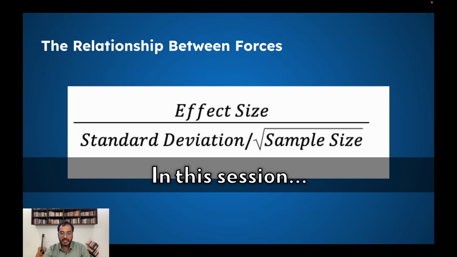If you are calculating statistical significance, the whole underlying forces are just these three: effect size, standard deviation, and sample size. This relationship governs the entire statistical significance. If this ratio goes up, your statistical significance increases. If this ratio goes down, your statistical significance decreases.